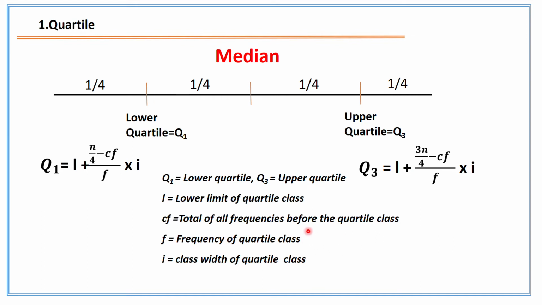Like in mean, median and mode, where we first had to find out the median class or the modal class, likewise in this case also, first we have to find out the quartile class. Now we will see some examples, but before going to an example, we will first understand deciles.